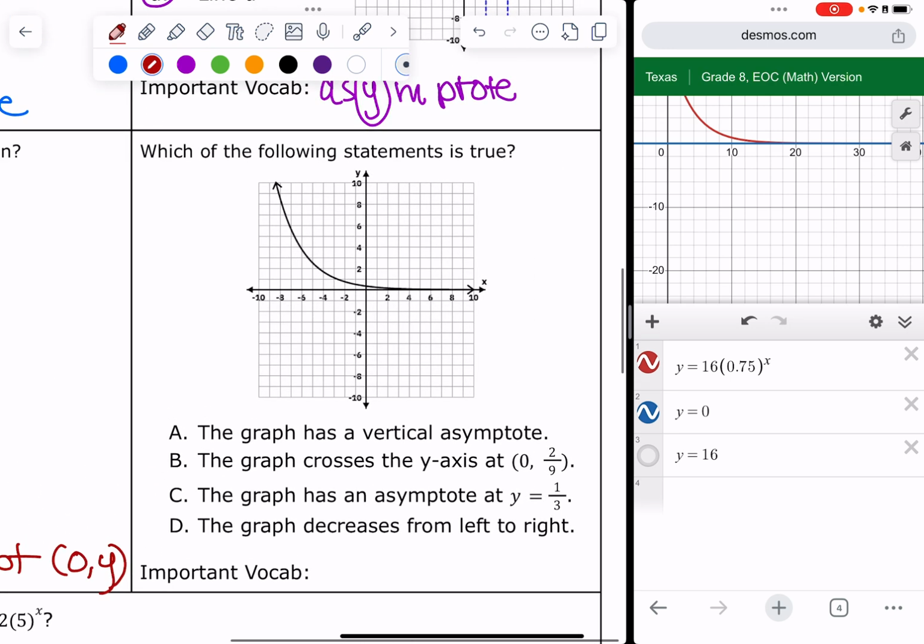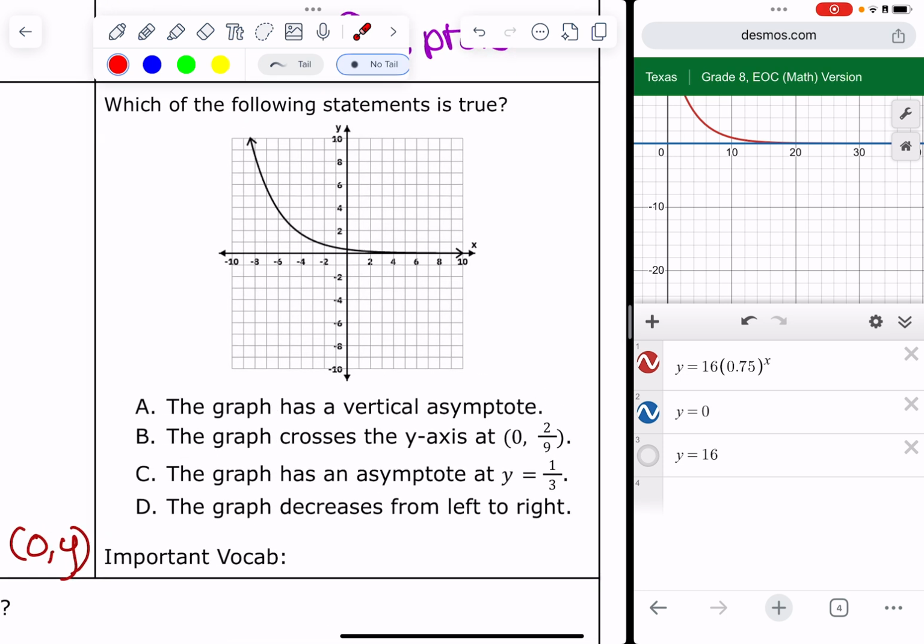Now, it says, which of the following statements is true? So we need to find out what is true about this. The graph has a vertical asymptote. When it says vertical, vertical goes up and down. But we know I have a horizontal asymptote at y equals 0. So this can't be it.